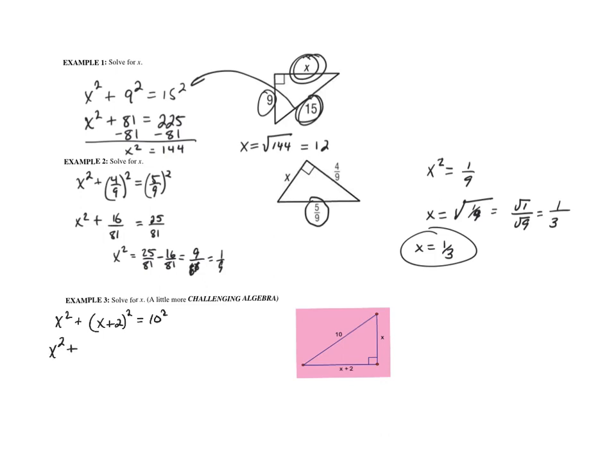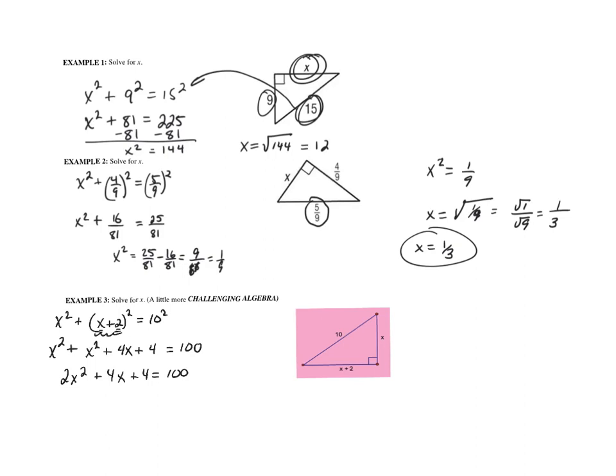X squared. Now, again, as we FOIL this, we just talked about this on the other page, I'm going to call x my first term and 2 my second term. You're going to get the first term squared. The middle term is going to be the product of 2 times x doubled, so 2x times 2, which is 4x. And the last term is going to be 2 squared, which is 4. And that's got to be equal to 10 squared, which is 100. So now, grouping our like terms, we have 2x squared plus 4x plus 4 equals 100.